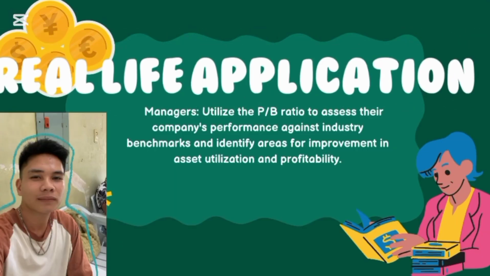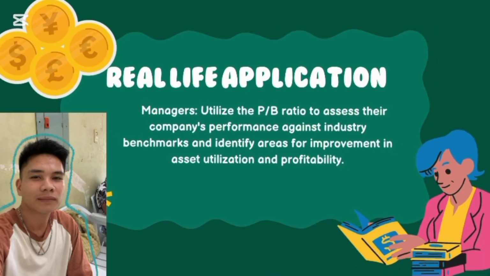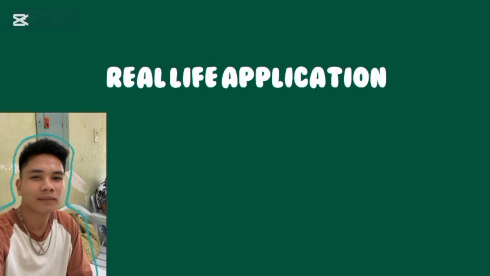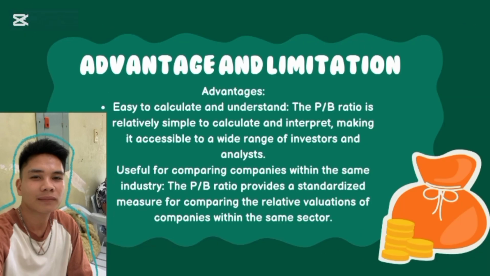Real-life application of price to book value: managers utilize the PB ratio to assess their company's performance against industry benchmarks. Managers use the PB ratio to assess company performance and identify areas for improvement in asset utilization and profitability.